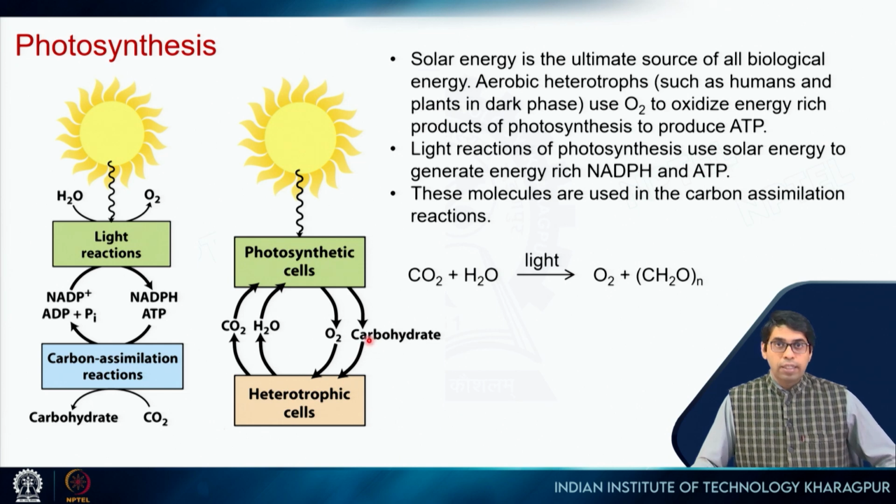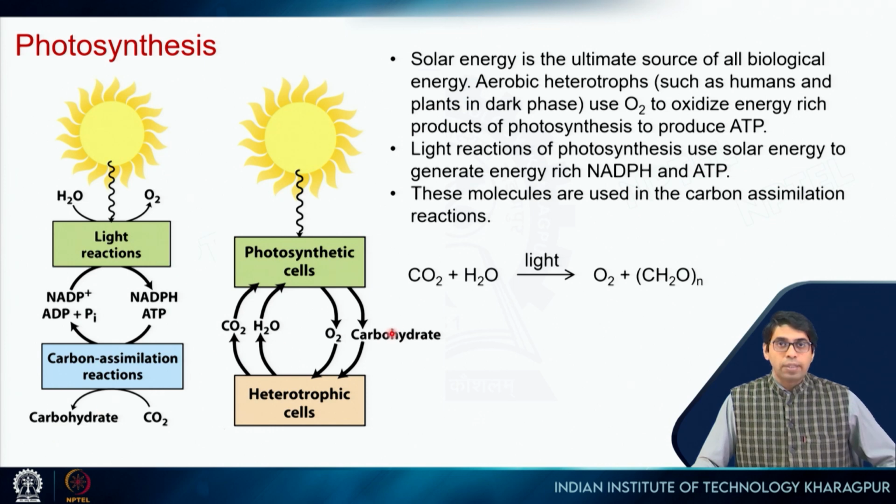We have already seen the process of glycolysis, citric acid cycle and oxidative phosphorylation, which is this part. It turns out that this carbohydrate is made by plants. What they do is trap light energy and use that energy to produce these high energy molecules NADPH and ATP, which are further used in carbon assimilation reactions to produce carbohydrate.